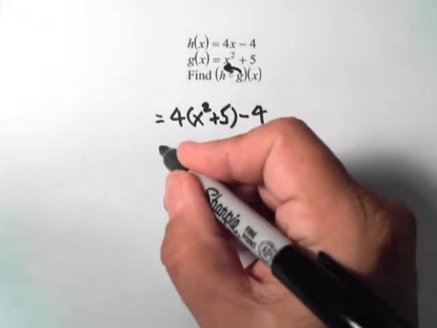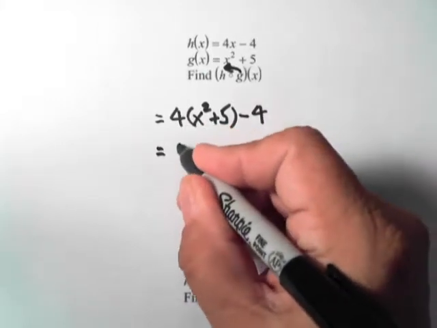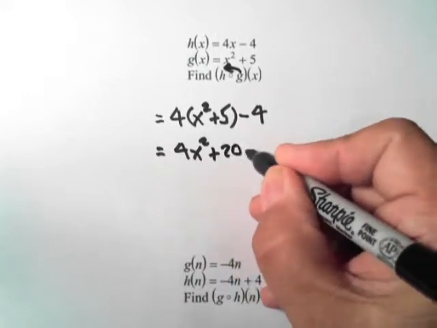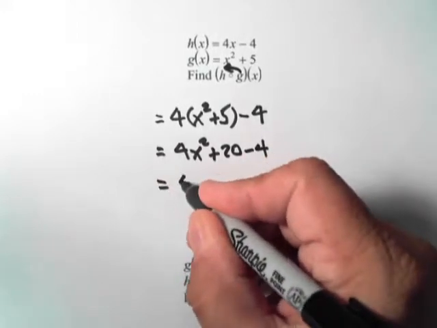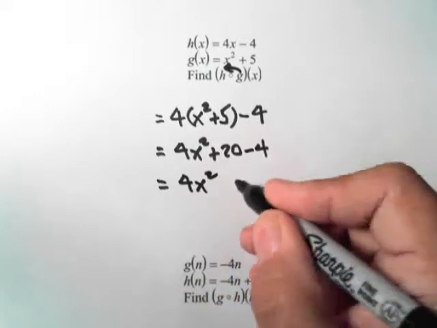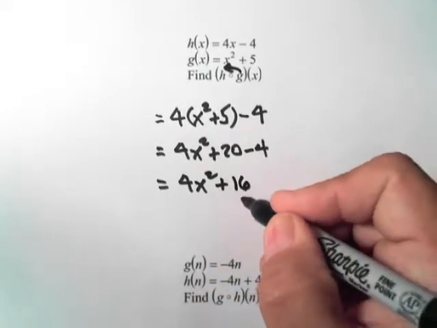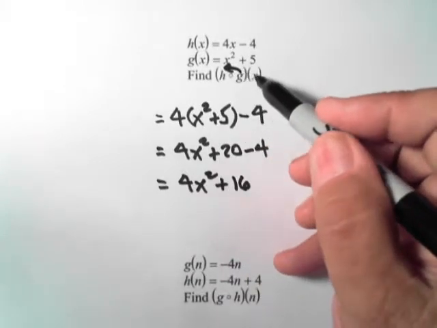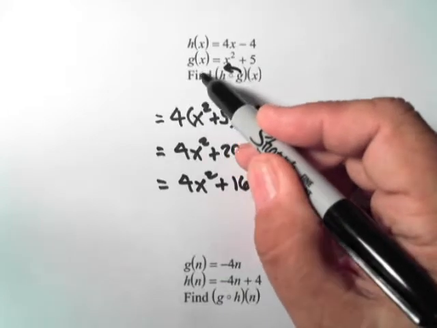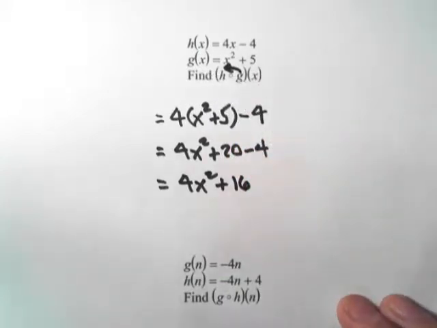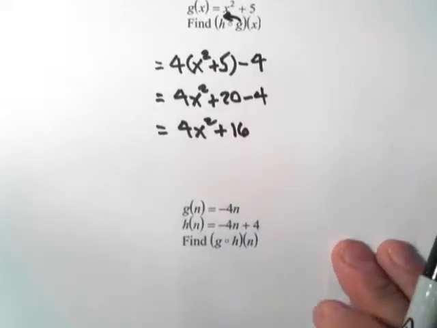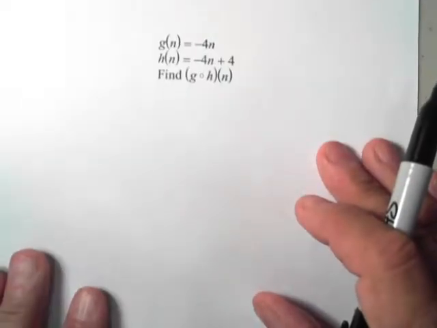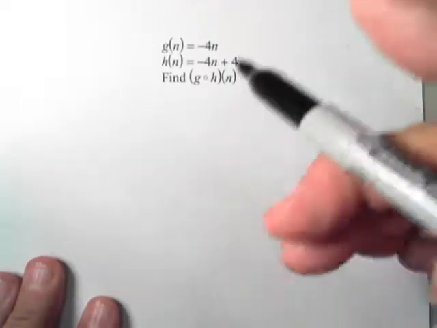Okay, well, this is real simple. Just clean it up. I've got 4x squared, distribute the 4 to the 5, plus 20 minus 4. Looks like we've got 4x squared. What's it going to be? Plus 16. Okay, there it is. That's what h composed of g equals when we have h and g defined like this. Well, once you see how this goes, these guys are easy to work with, and there will be, like I said, cases where you'll make use of these in the future here. So it's something that we want to pick up.